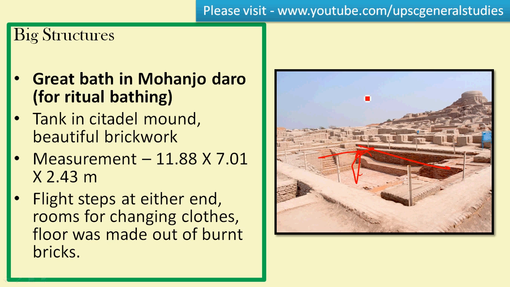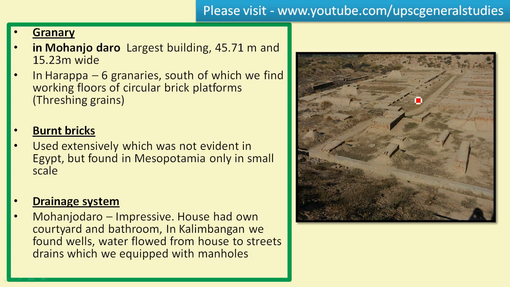There were rooms for changing clothes, and water was let in from a large adjacent room, and there was a hole for draining out the used water. So this was well planned, and the floor was cemented with burnt bricks to prevent the percolation of water. So this is the great bath, an important structure.